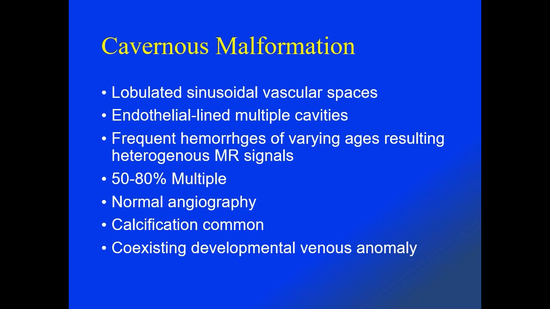Cavernous malformations are lobulated sinusoidal vascular spaces which are endothelial lined. They frequently demonstrate hemorrhages of varying ages resulting in heterogeneous signals on MRI images. In 50 to 80% of the patients, these lesions are multiple. They are not visualized on angiography because it's a low-flow vascular lesion. Calcifications are common, and they can coexist with other vascular malformations such as a development of venous anomaly or sometimes capillary telangiectasia.